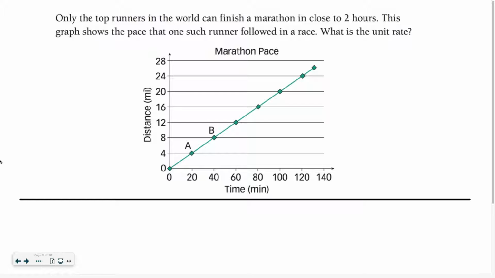So just take a look at this graph and think, what does it tell you? What is the information that's given to you? How can we use that to find the unit rate? What is a unit rate? We hear that word and we kind of know how to calculate it, but what is it?